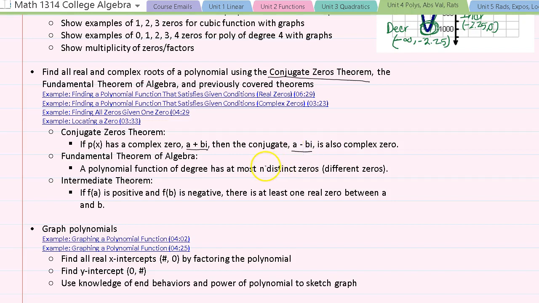Even though we find complex zeros of polynomial functions, we cannot graph them on our xy plane, but we do see them in the turning points between the real zeros.